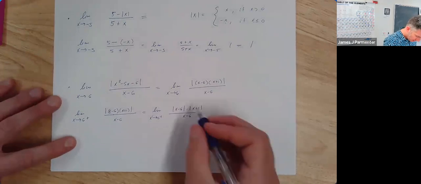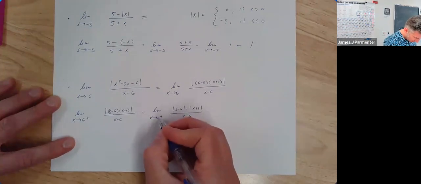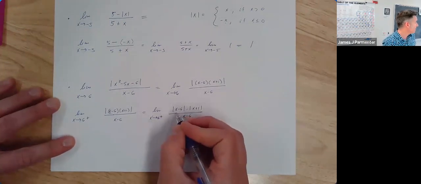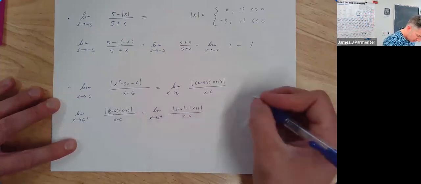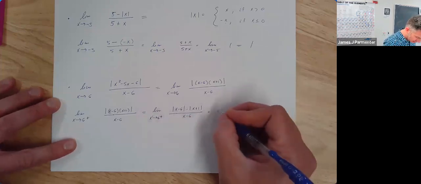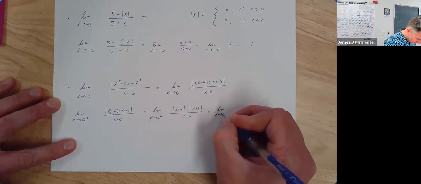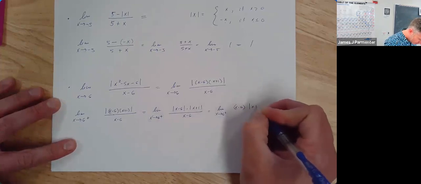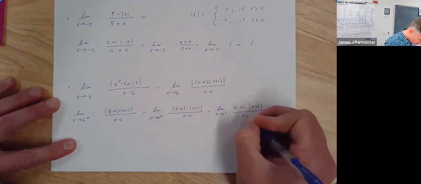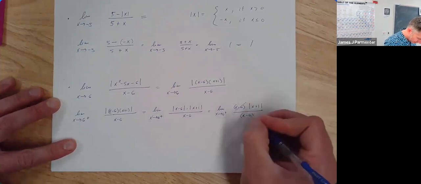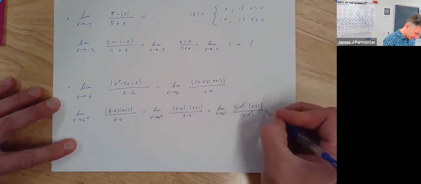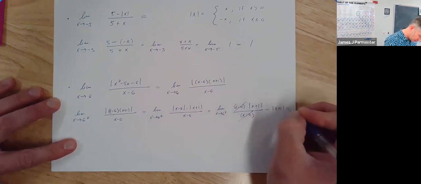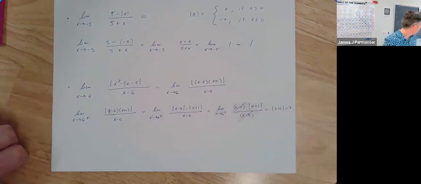And then since we're a little bit bigger than 6, x minus 6 is positive. And so the absolute value of x minus 6 is going to be just x minus 6. And then you can totally cancel those out and plug in the 6 and get the absolute value of 6 plus 1, which is 7. Okay, let's look at the other side.